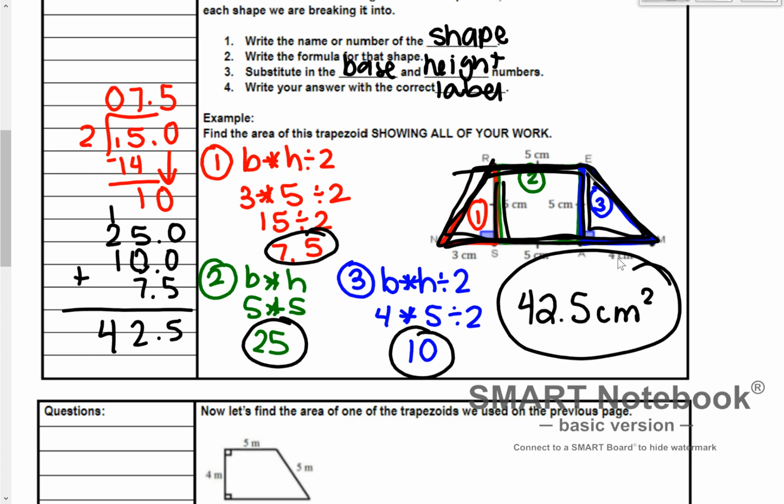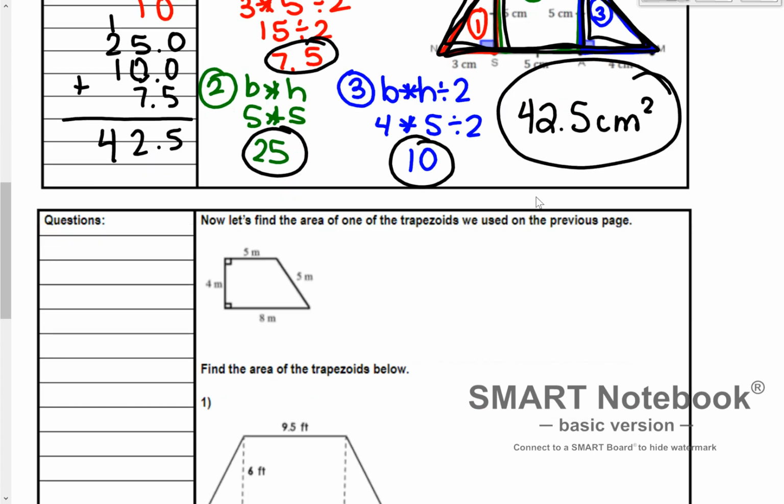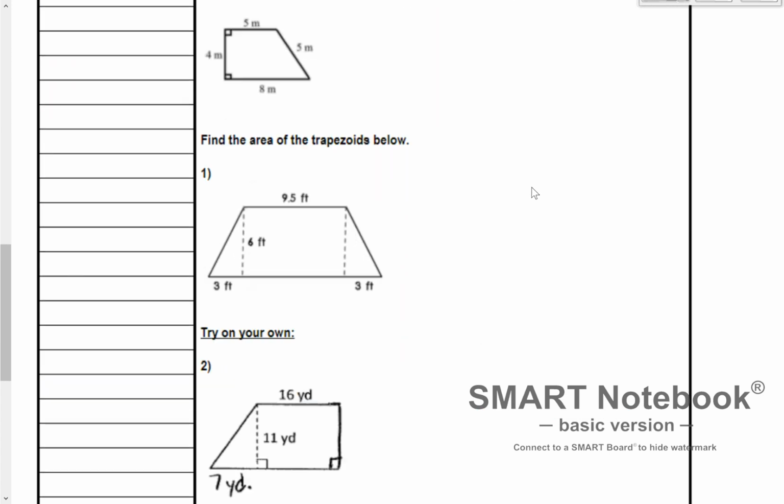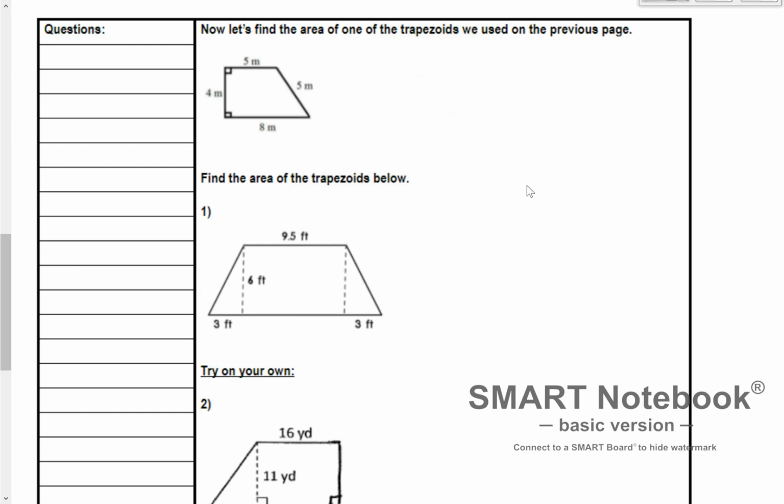Okay, so now let me show you using the formula. We'll start with this one. So remember, our formula is 1/2 times the height of base 1 plus base 2. Okay, in this trapezoid, base 1 is 5, base 2 is 8, and our height going straight up and down from the top to bottom is represented with this 4.